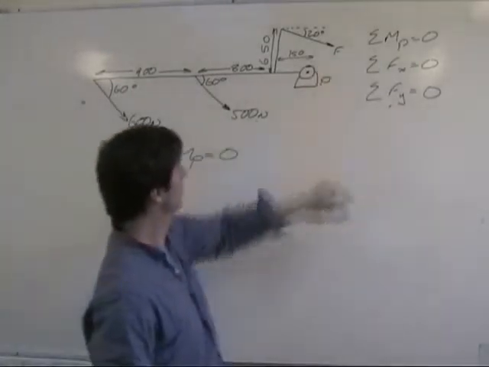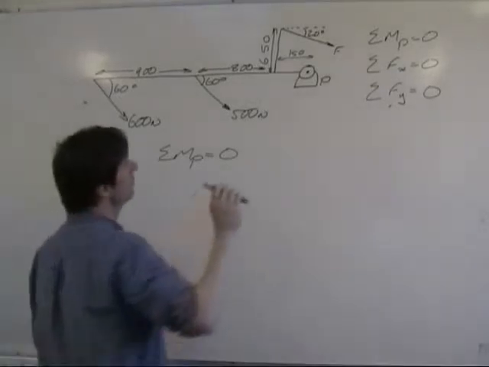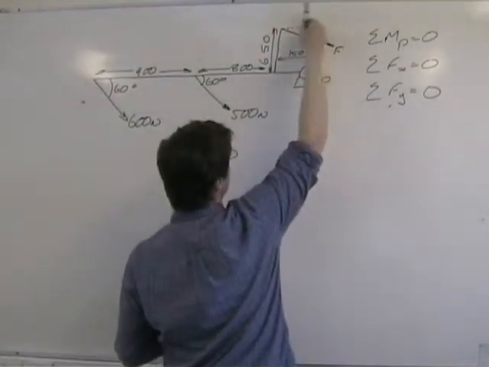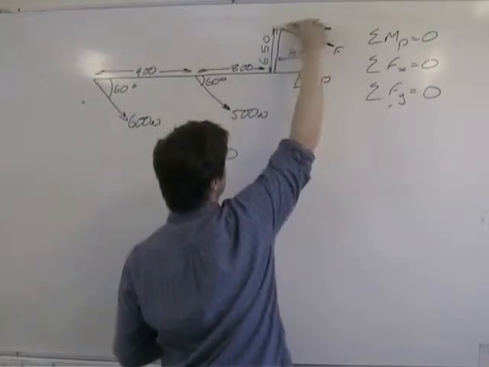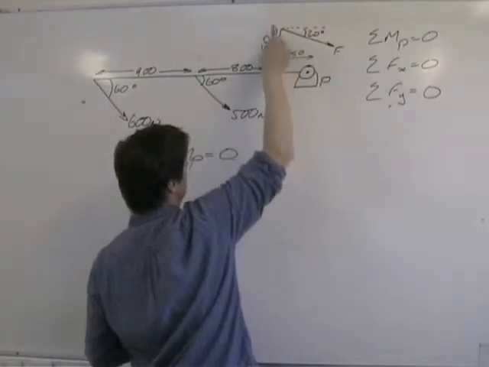We'll start off with a tricky one. We'll start off with F. Now F will have two components. A component in the x direction, pulling that way, and a component in the y direction, pushing down that way. That component there is F cos 20. This one is F sin 20.